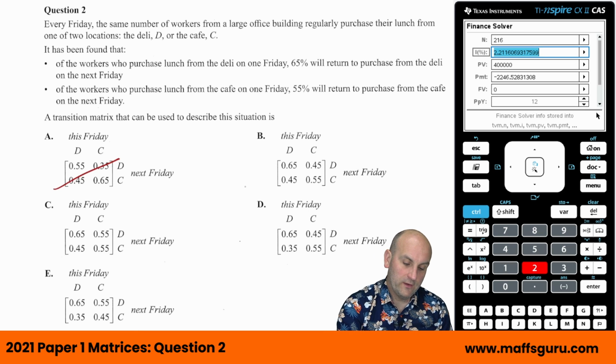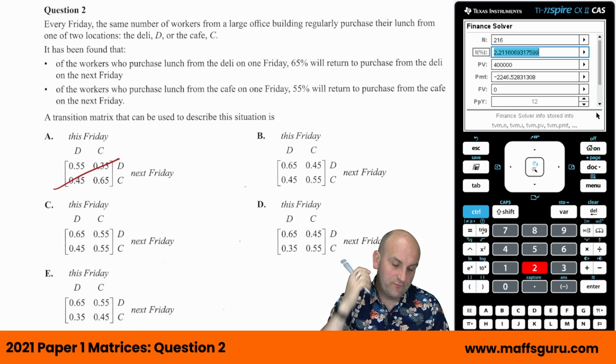All right, there we go. So that was it. So what was it? Friday, this Friday to next Friday, deli to deli, 65%, 0.65.